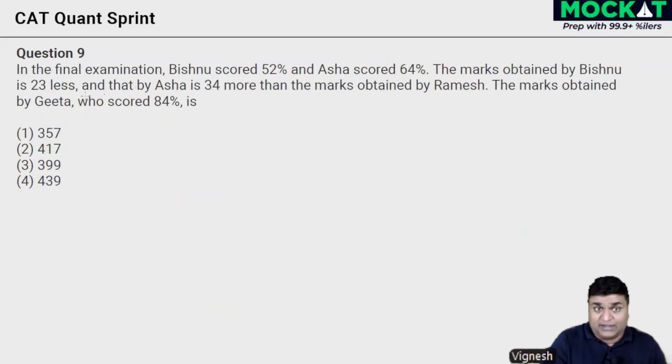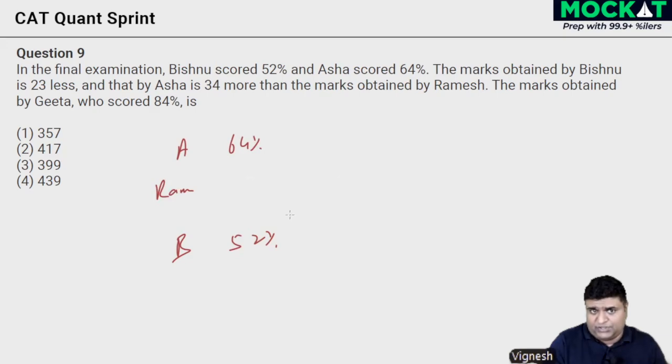On to question 9. In the final examination, Vishnu scored 52% and Asha scored 64%. The marks obtained by Vishnu is 23 less, and that by Asha is 34 more than the marks obtained by Ramesh. So there's an in-between Ramesh coming into picture. Okay, so let's write down. As I said earlier, Vishnu over here is 52%, Asha over here is 64%, and in between Ramesh is coming.